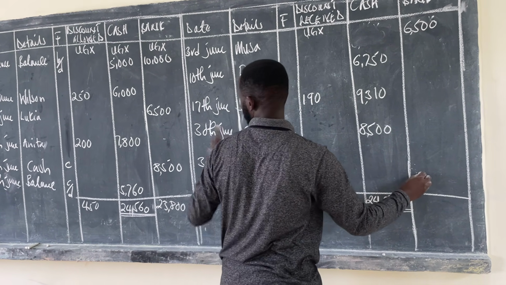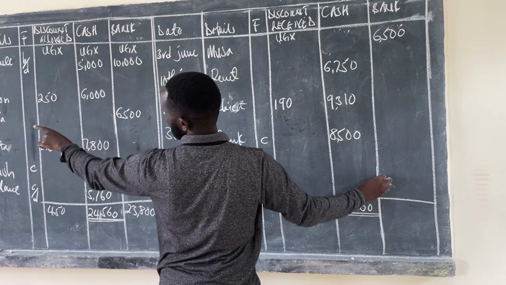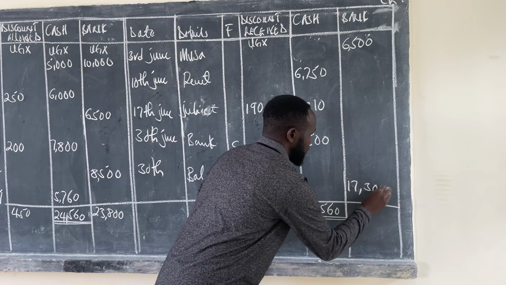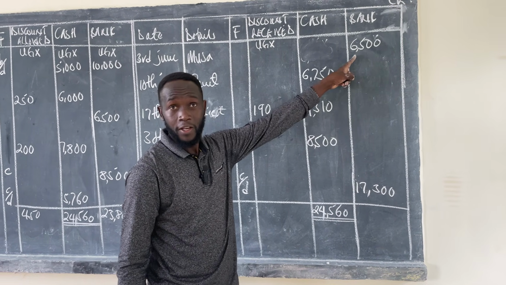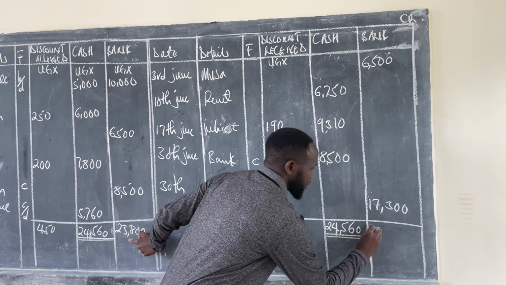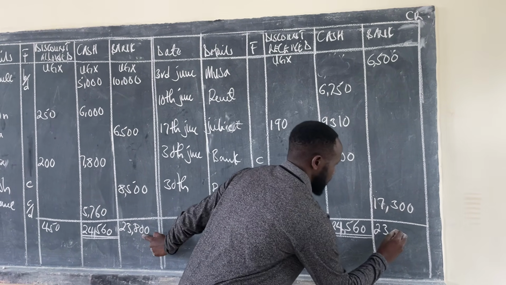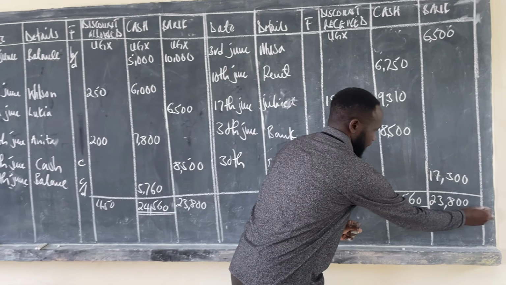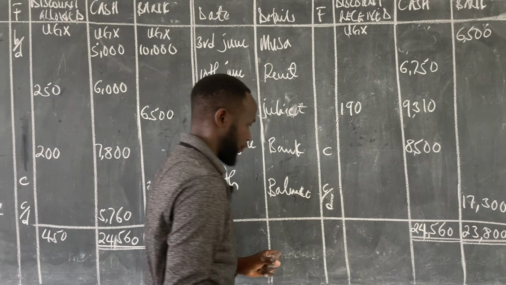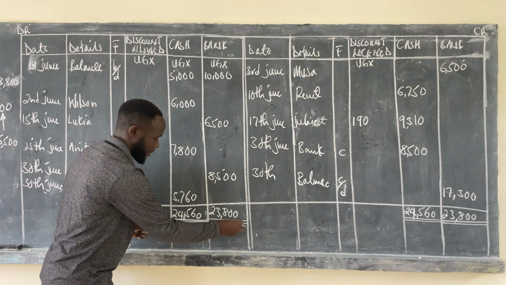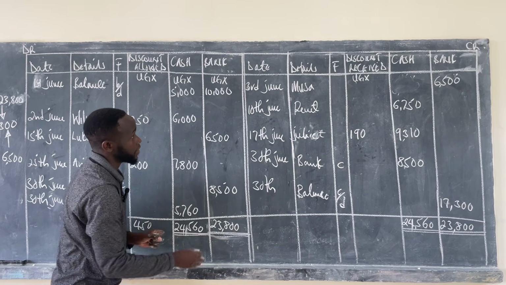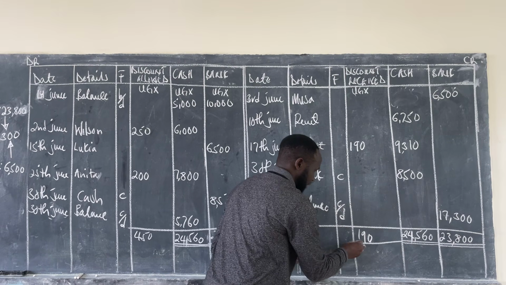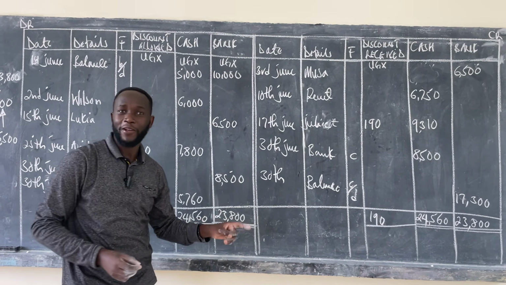17,300. Now, when you get this and add on this, you end up getting the same figure as this one, which is 23,800. And when you see this figure looking similar like that, then you say it has balanced off. Again, you double underline. Before you forget, get me the total for discount on the credit side. It is just one figure, which is 190. Just leave it at that. Don't balance it off. We are not yet done.